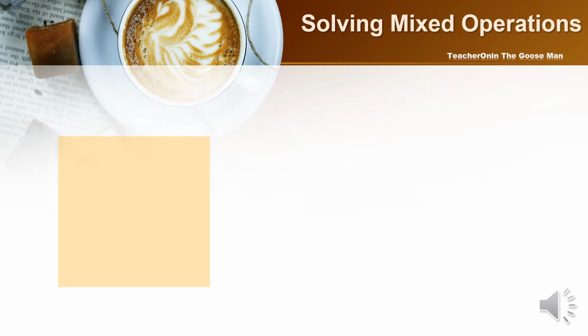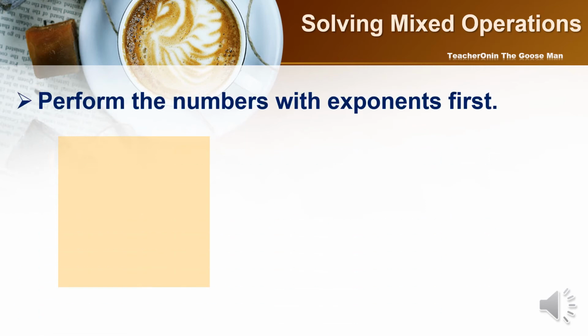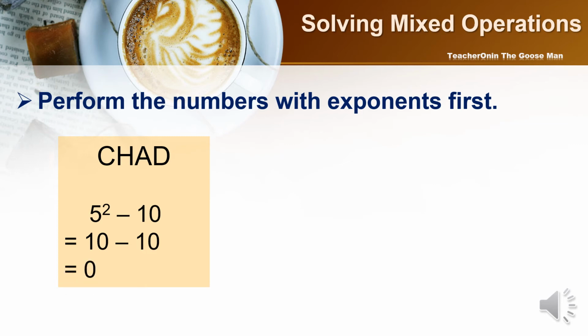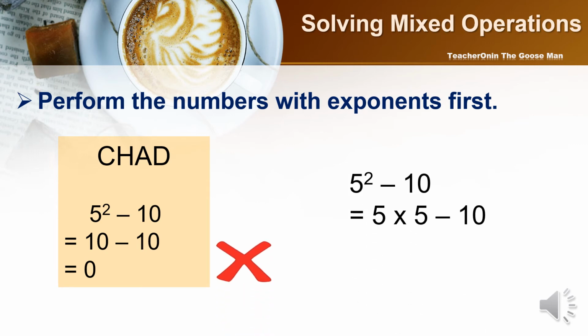Let's discuss the next rule. Perform the numbers with exponents. So let's consider the work of Chan. He has actually 5 squared minus 10. He performed the operation first on 5 squared, but he got 5 times 2 instead. So we have 10 minus 10 is equal to 0. So definitely this is not correct. Why? Because if we will remember, 5 squared means 5 times 5. Then we have minus 10. Since we will perform the multiplication first, we have 5 times 5 is equal to 25, minus 10. So we have 15. So this is the corrected work of Chan.